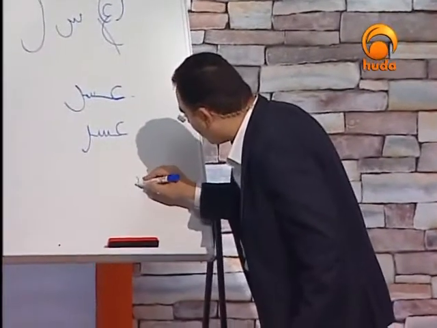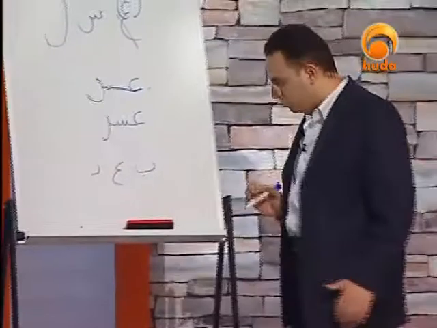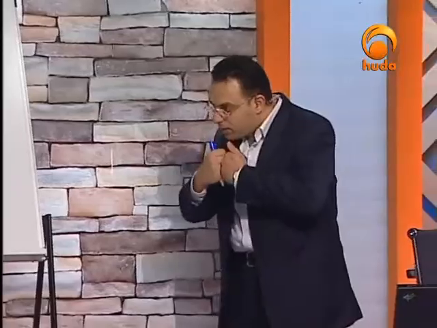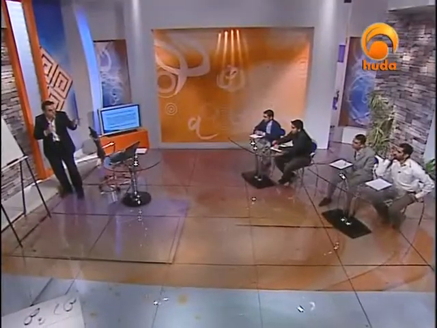How many letters do we have here? Ba, Ain, Dal. I think 3. We have 3. How many emphatic letters do we have? Just one. Only one. Nabil said 3 emphatic, and Osama said 1. I think it's one. In my opinion, I would say just 1.